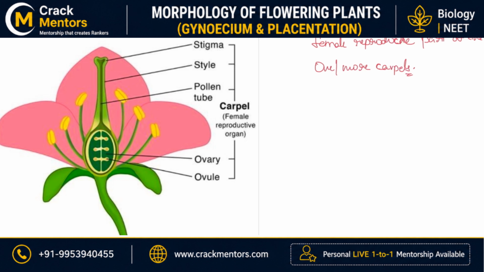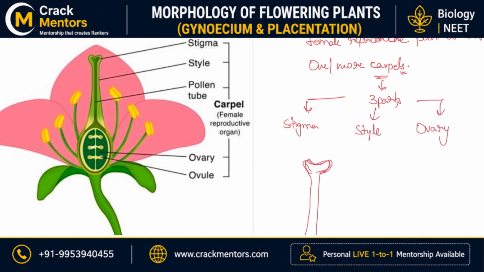Coming to the structure of a carpel, what is a carpel? A carpel majorly consists of three parts: a stigma, a style, and an ovary. Stigma is the terminal part of the female reproductive organ, and it receives the pollen grains. And style is the elongated tube.